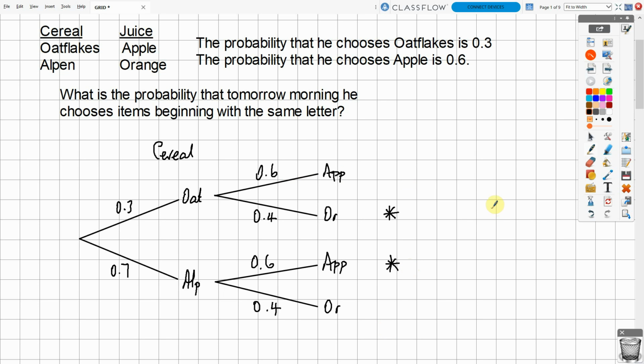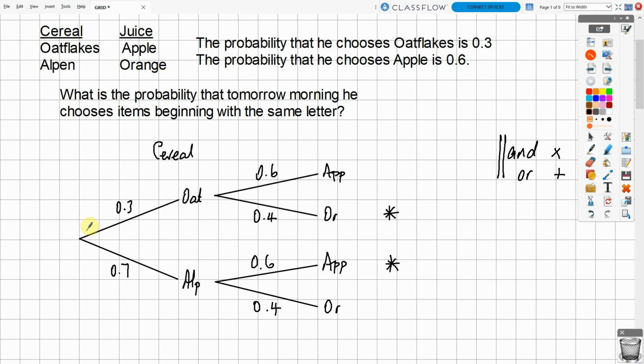Now, there is some key terminology here, some key words that you need to know. If we find ourselves saying the probability of something and then something else, that word "and" tells us that we're going to multiply. If instead we talk about the probability of something or something else, that word "or" tells us that we should add the probabilities. This is worth learning.